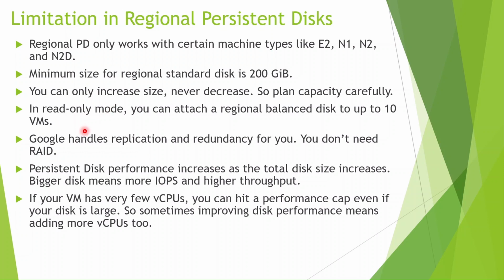If you are using read-only mode, you can attach a regional balanced disk to up to 10 VMs, and Google handles replication and redundancy for you, so you don't need RAID, which we have already seen in the previous slides. Persistent disk performance also increases as the total size increases. A bigger disk means more IOPS and higher throughput. And if your VM has a very weak CPU, you can hit a performance cap even if your disk is very large. This is a point we have already seen.